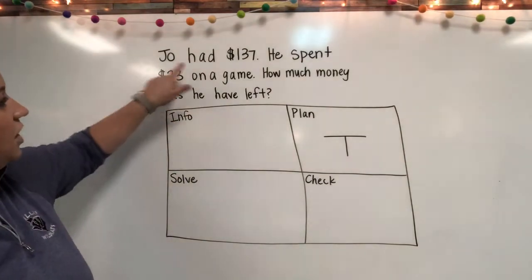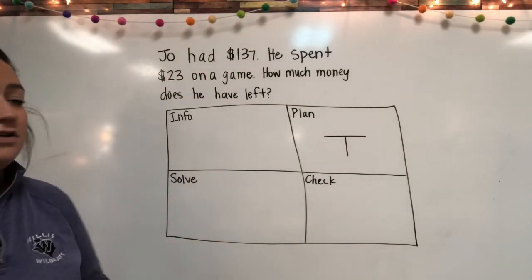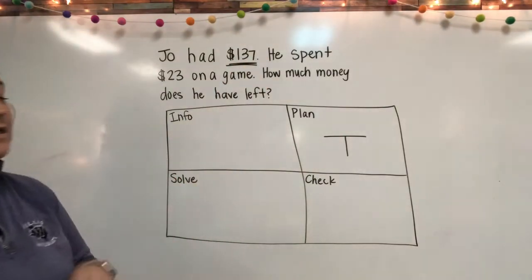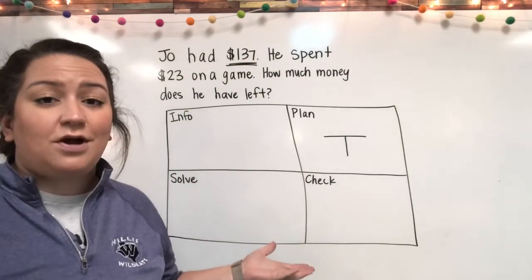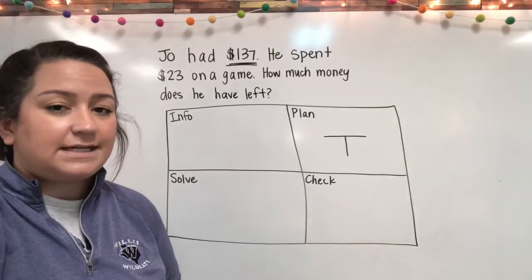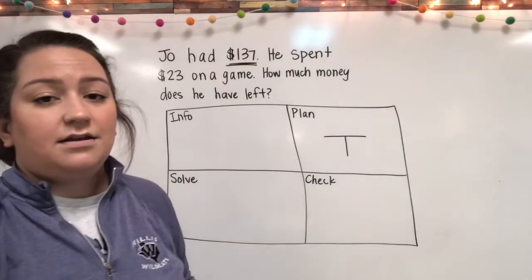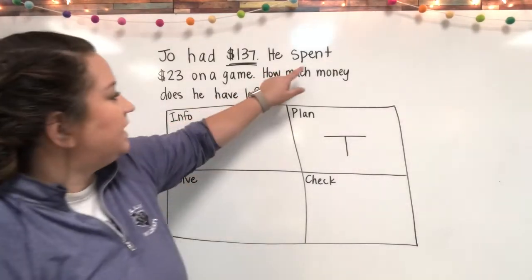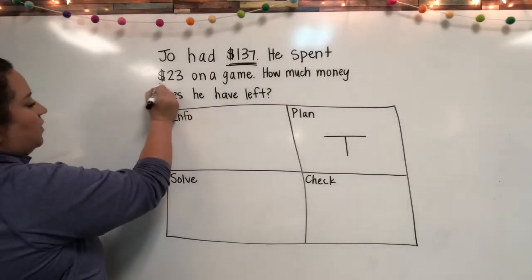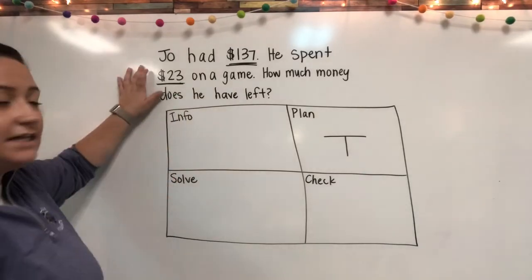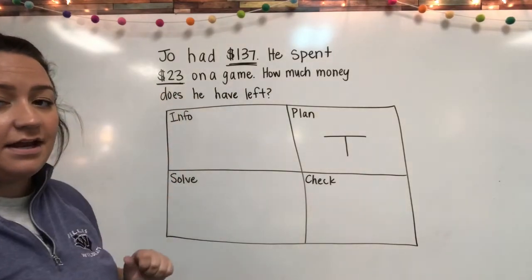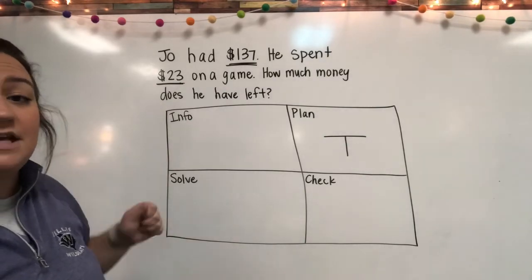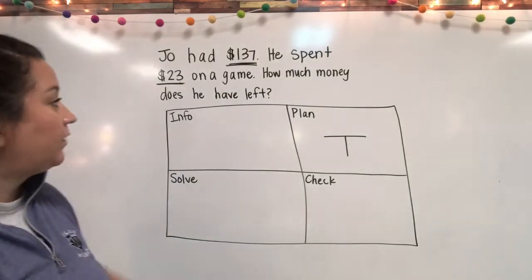It says, Joe had $137. 137 is going to be important because it's a number in a word problem. So I know that I'm probably going to be using it. So I'm just going to underline it so that way I remember to go back and look at that number. He spent $23 on a game. So again, I see another number, so I'm going to go ahead and underline it to remember I need to go back to that and see if it's some important information.